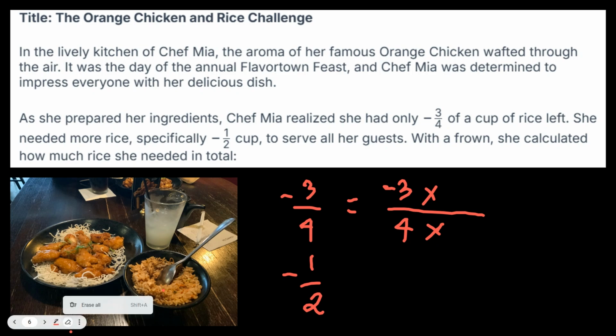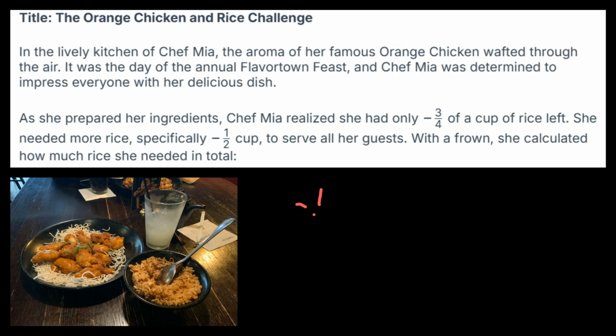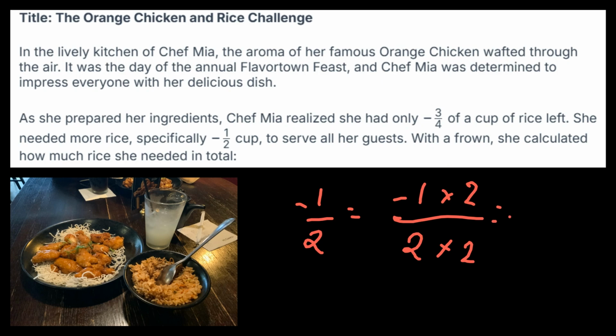Negative 1/2. So we have negative 1 over 2. We need to multiply both negative 1 and 2 by 2. Negative 1 is our numerator, and 2 is our denominator. So this will become negative 2 over 4. Okay, so there you go.